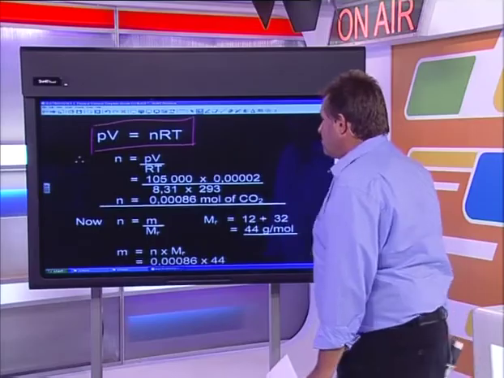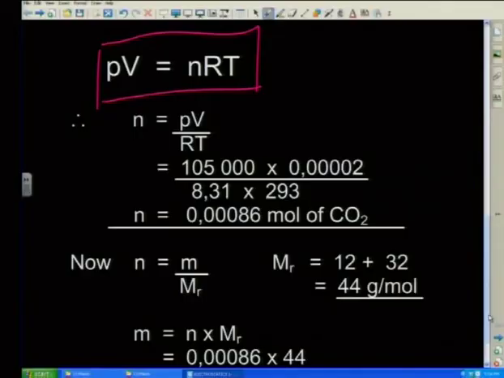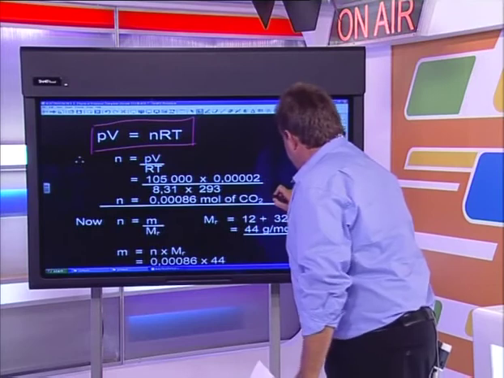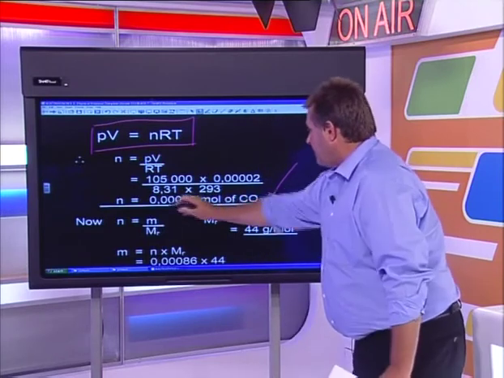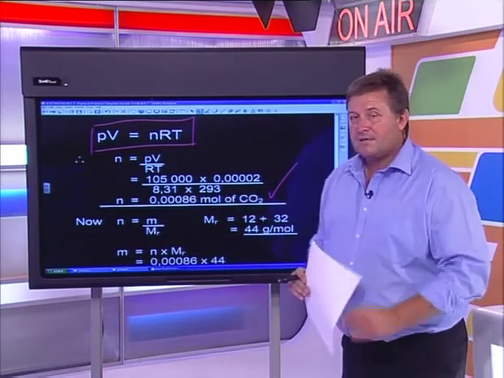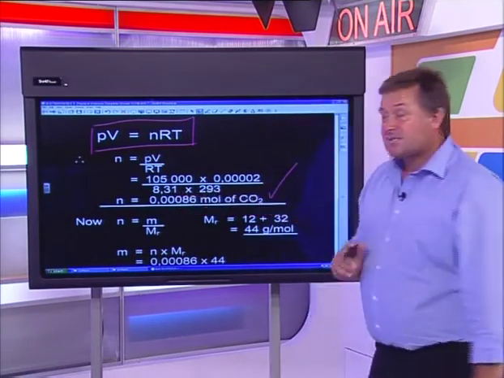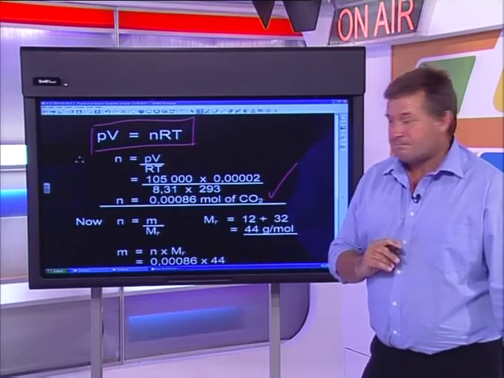Why do I use that equation? Because I'm looking for n. If we're looking for an amount, we must be talking about moles, guys. So n will then be PV over RT. We simply plug in our data, 105,000 multiplied by 0,00002 divided by 8,31 times the temperature in Kelvin. And there is our first step: we get the number of moles of carbon dioxide, which works out to be 0,00086 mole of carbon dioxide.